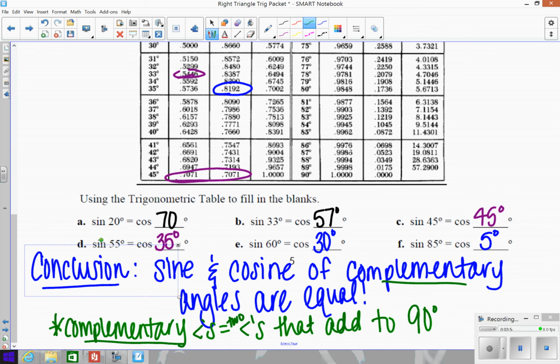So sine and cosine are only going to be equal if the two angles that we're taking sine and cosine of are complementary. So let's look at the other investigations and see how this applies to triangles. So you were able to see it with just numbers. Let's go to investigation number 2.